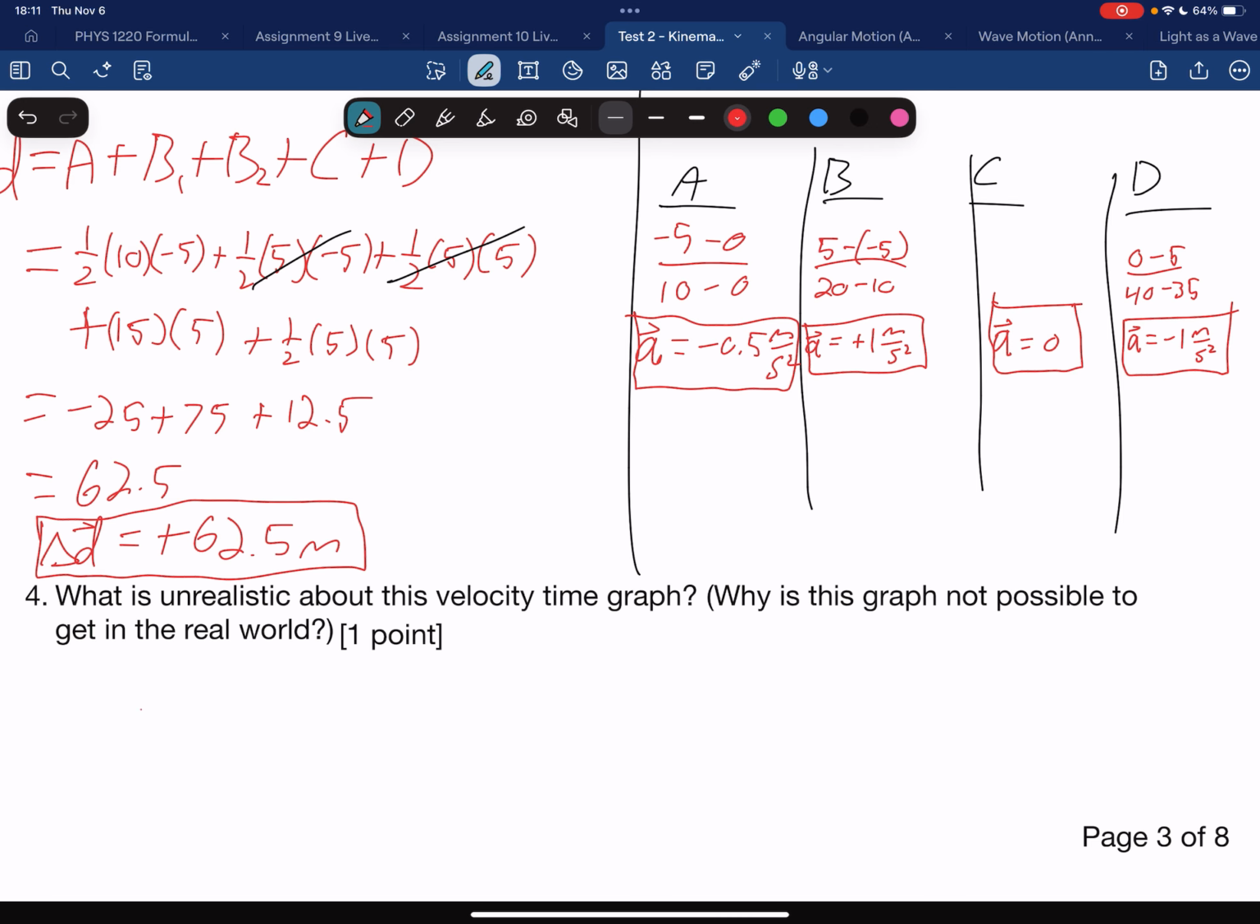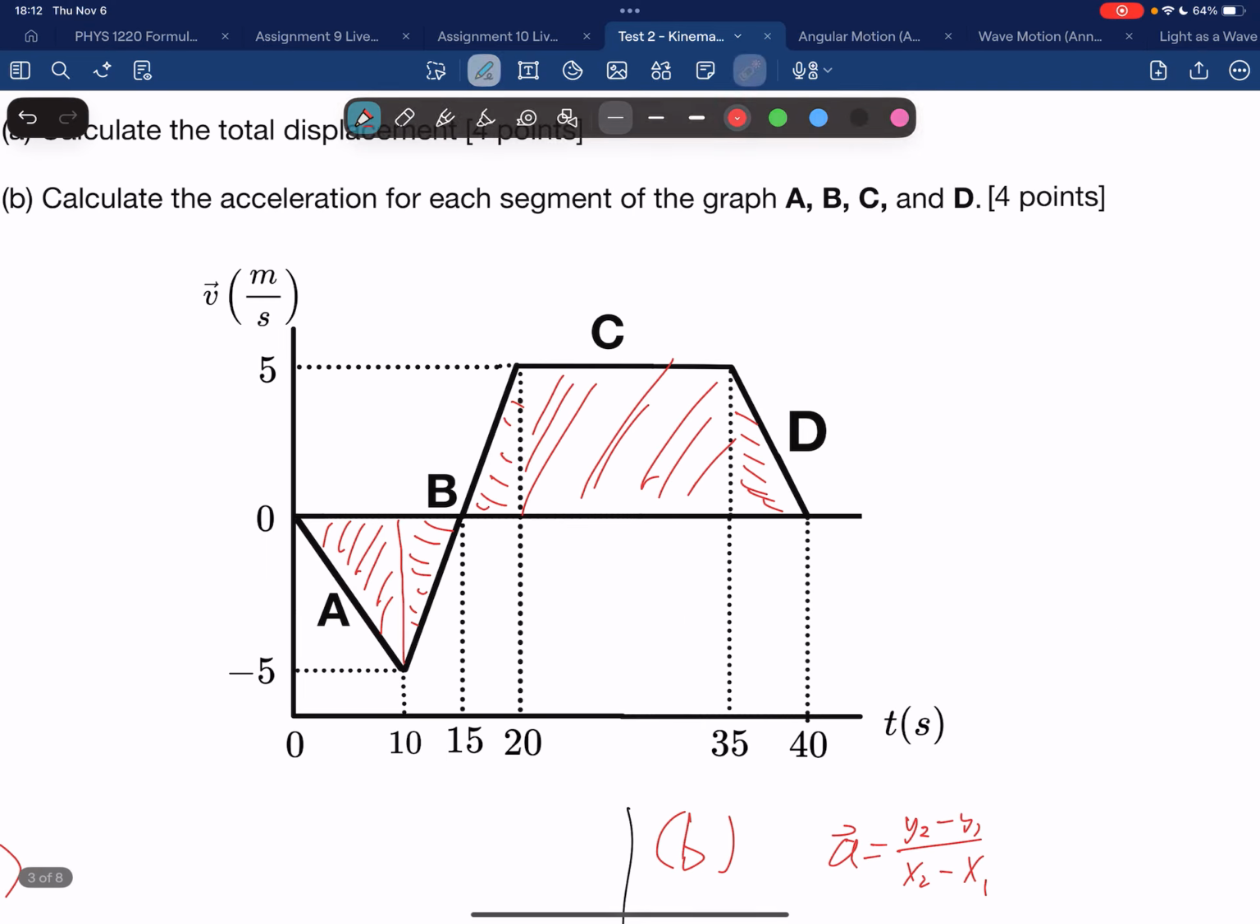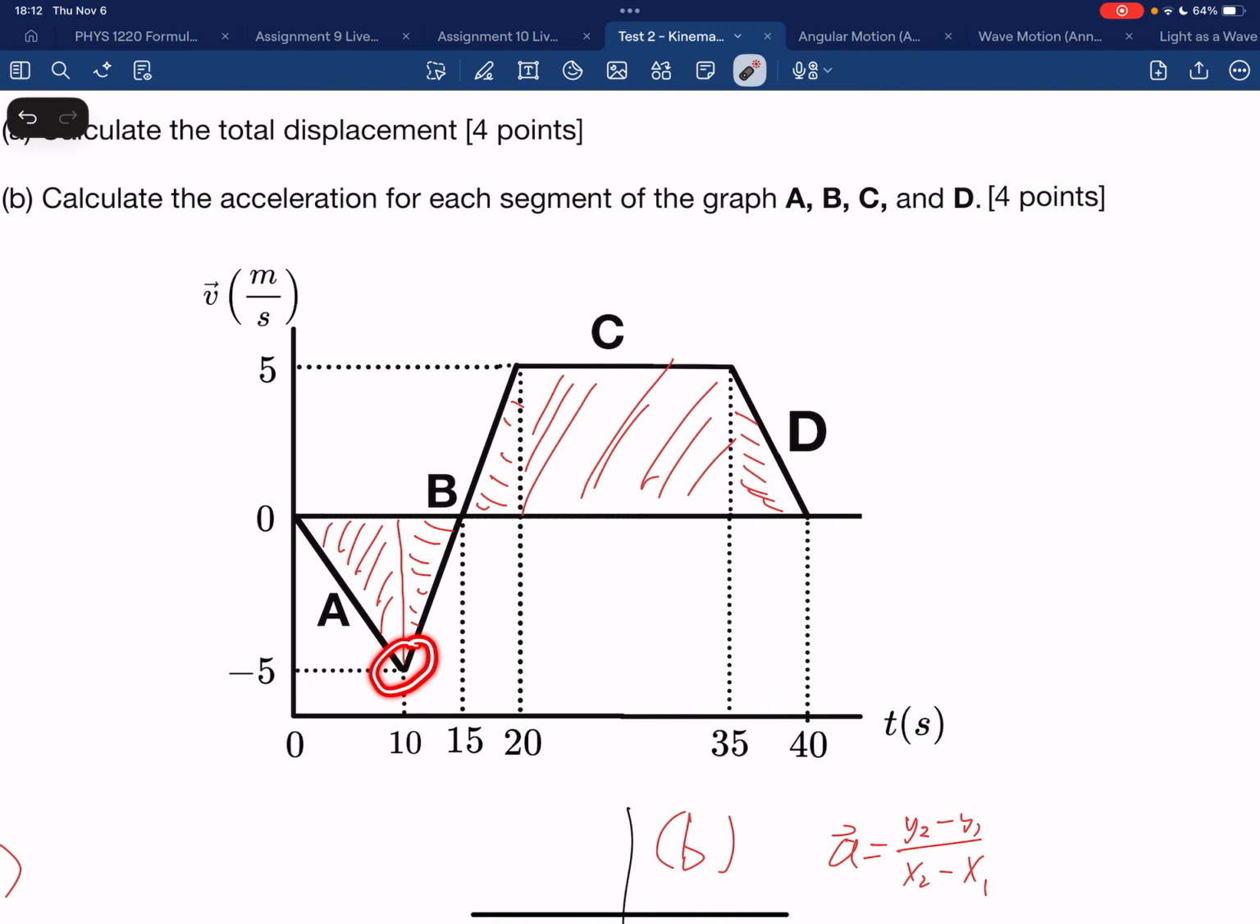This is because the points are "sharp." I'll put those in quotations. What does that mean? That means that right here, and right here, these points are sharp.